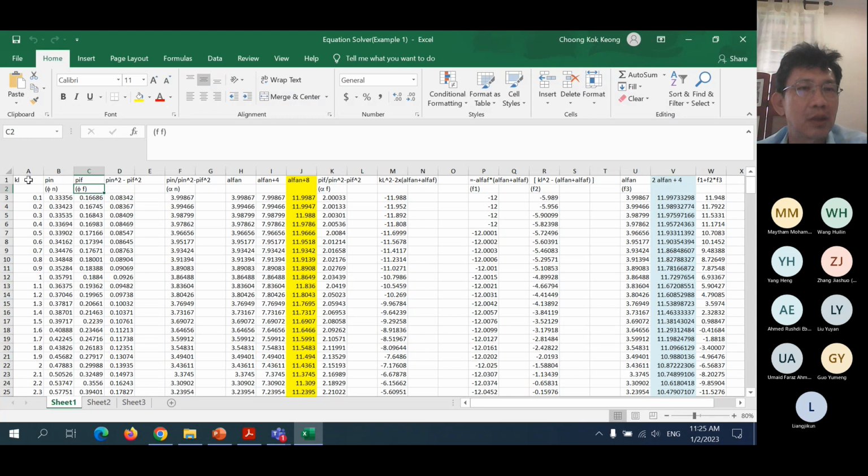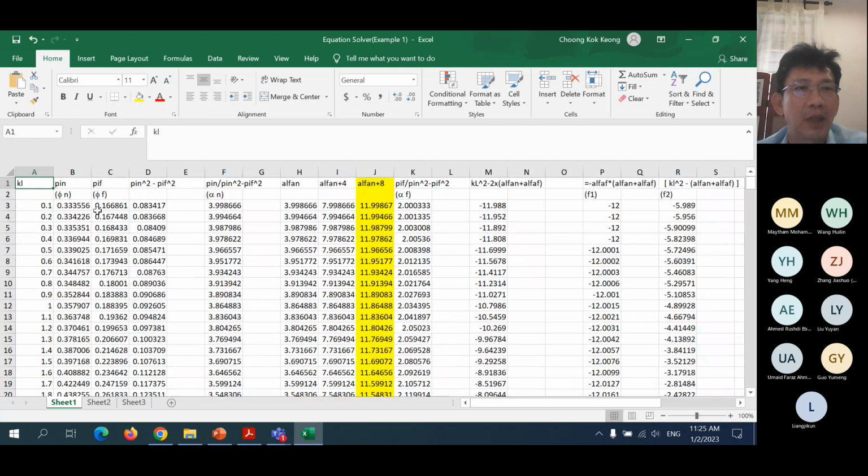So first, I assume a series of values for KL. Okay, so KL is 0.1, 0.2, 0.3, 0.4. These are in radian. Remember, these are in radian. So now we want to get alpha n. You calculate alpha n, and also you calculate alpha f, after you assume a series of values of KL. So this is a calculation for alpha n and alpha f.